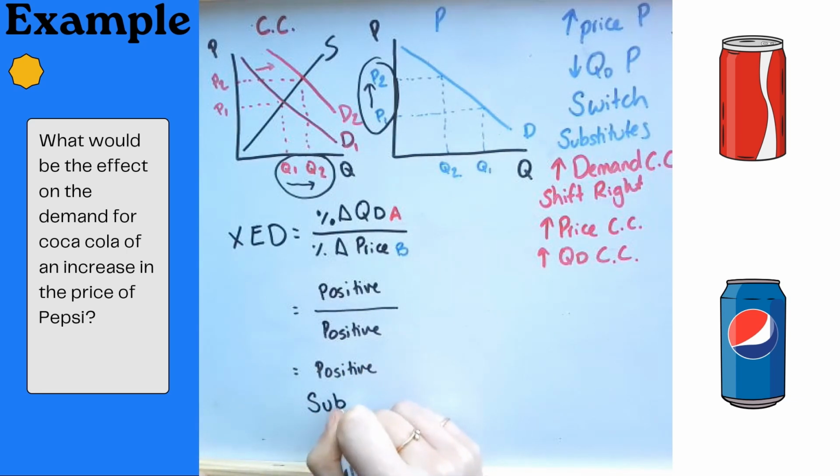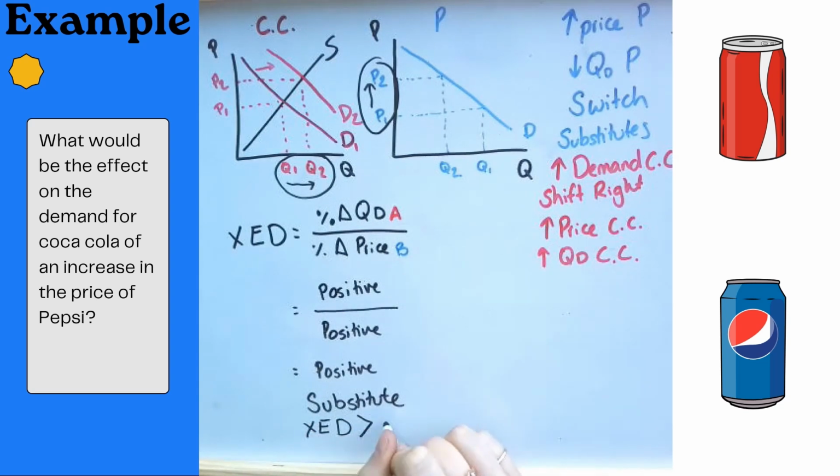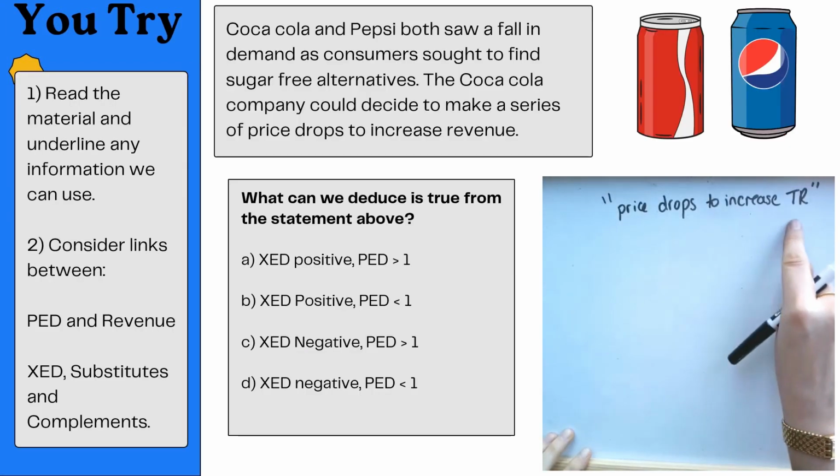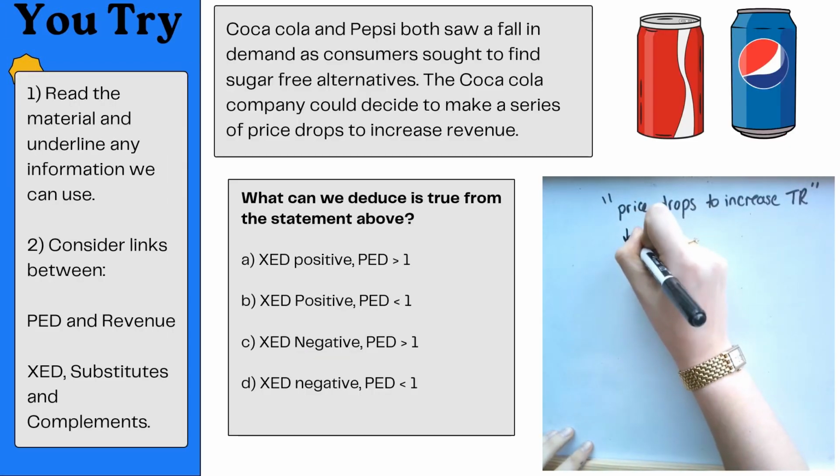And so a positive number divided by a positive number gives us a positive XED, and therefore we have a substitute, because the price of one good will always move in the same direction as the quantity demanded of the other good. Pause here for you to have a chance to have a go at this "you try" question.